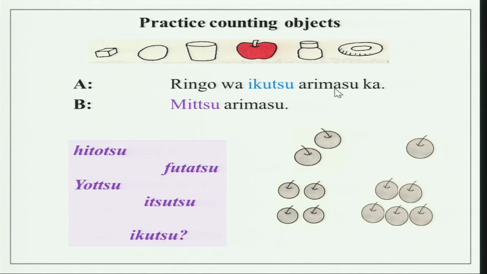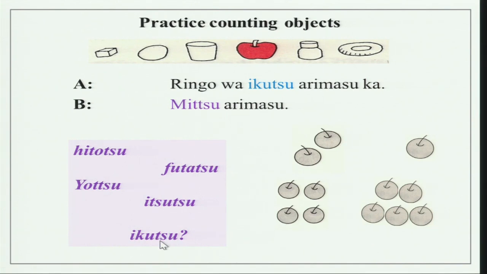So, ringo wa ikutsu arimasu ka? You can look at this and ask, ringo wa ikutsu arimasu ka? Mitsu arimasu. 1, 2 and 3. Mitsu arimasu. So, you have this over here. Hitotsu, futatsu, yotsu, itsutsu and ikutsu.